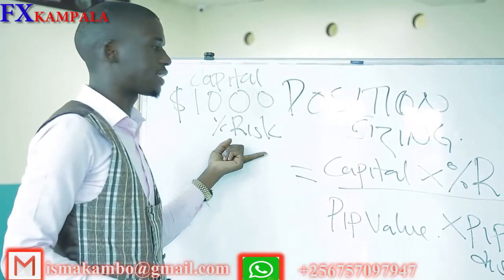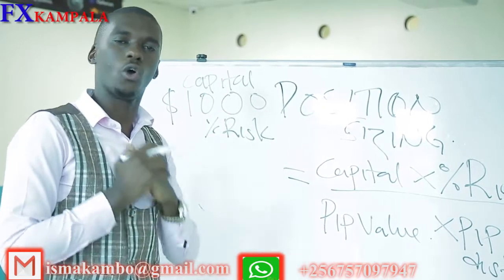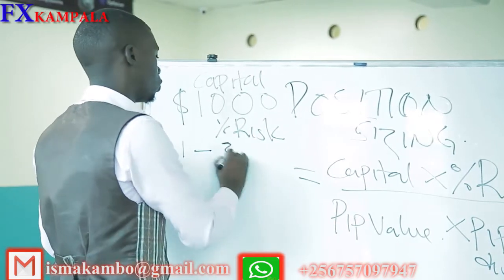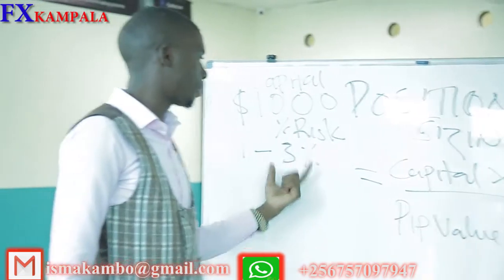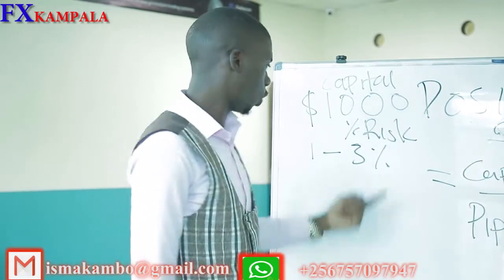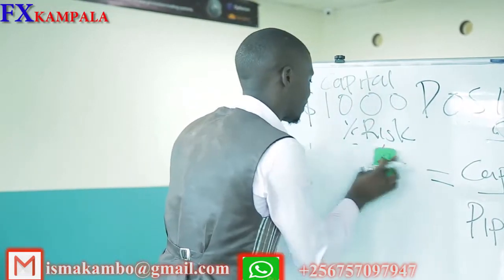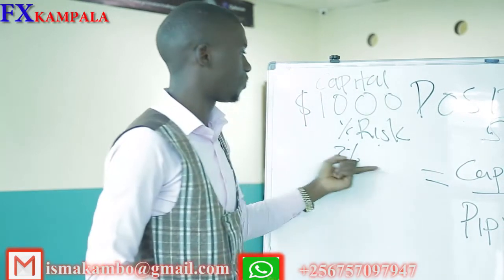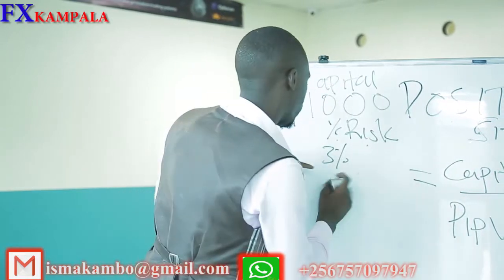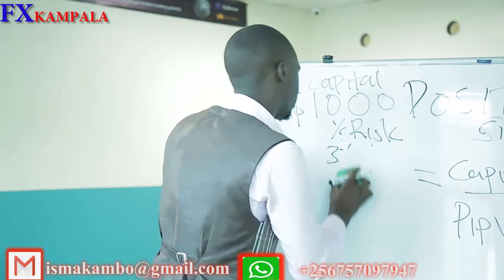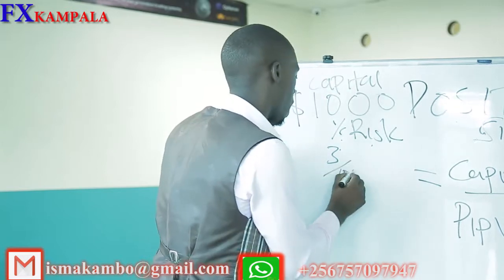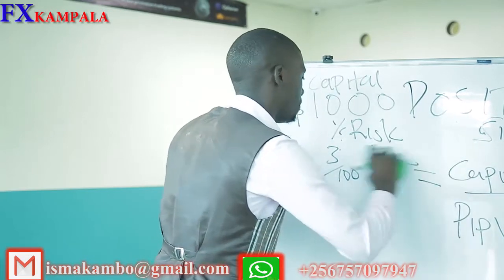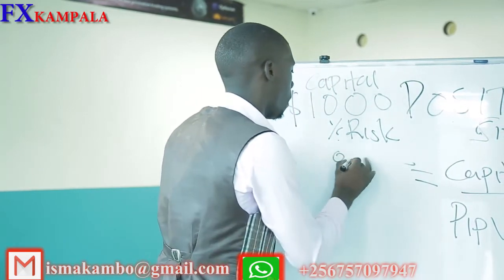We are looking at how much percentage we are risking on this particular trade, which is between 1 to 3% of our portfolio of this $1,000. So we shall take 3%. 3% will be our risk per trade, which when you get 3 out of 100, you get 0.03. Therefore, our risk comes to be 0.03.